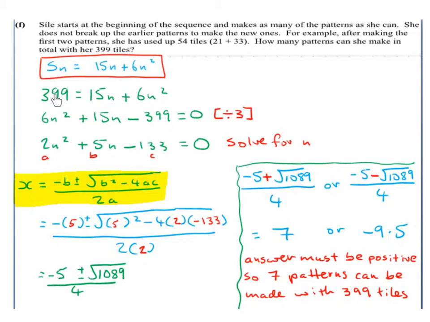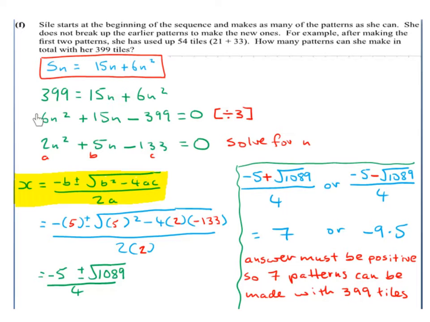So we have 399 equals 15n plus 6n squared. So we're going to bring everything over to the left hand side of the equal sign. So we'll bring down the 6n squared, we'll bring down the 15n, and then the 399 goes over the equal sign and becomes minus 399. And we let this equal 0. So we have 6n squared plus 15n minus 399 is equal to 0.